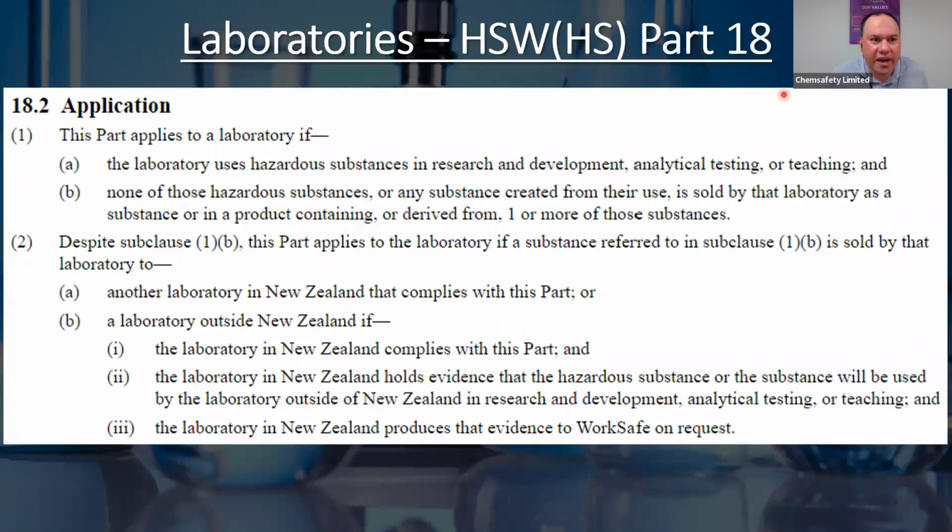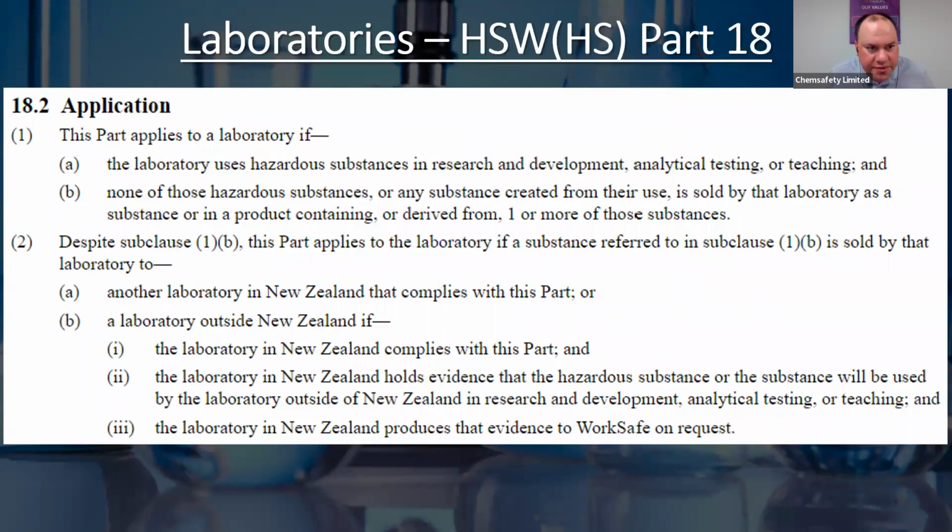Okay, and so when you think about the parts, you think, laboratory, what does that even mean? What do they mean by that? So as mentioned before, hazardous substances for research, development, analytical testing or teaching. None of those hazardous substances or any substance created for the use is to be sold by that laboratory as a substance. So if you're in the business of selling your substances, then you don't fit into this category.